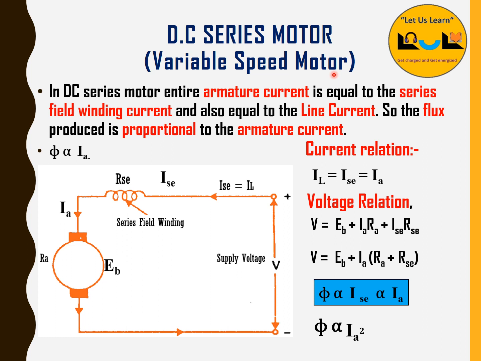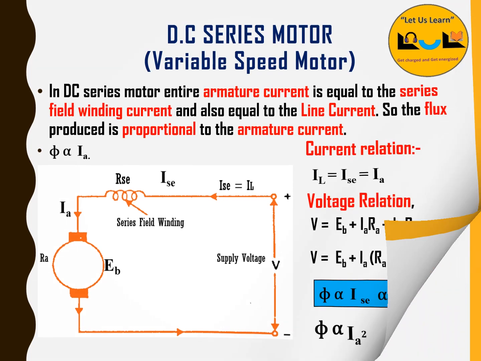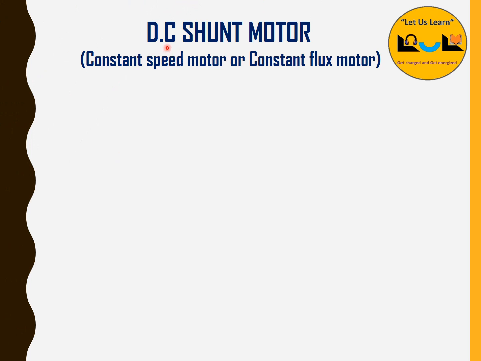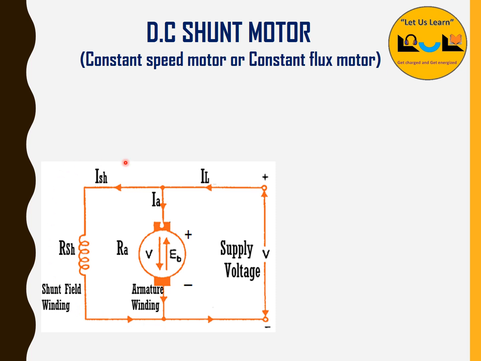Next we are going to discuss the DC shunt motor. The other name of the DC shunt motor is constant speed motor or constant flux motor. This shows the circuit diagram of a DC shunt motor. See here the field winding, the armature winding and the supply voltage: all three are connected in parallel. So the voltage will remain constant. IL is the line current. When it reaches this junction, it divides into IA and ISH. IA is the armature current and ISH is the shunt field current.